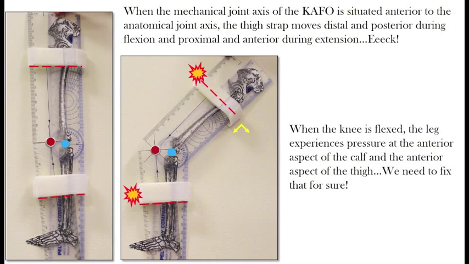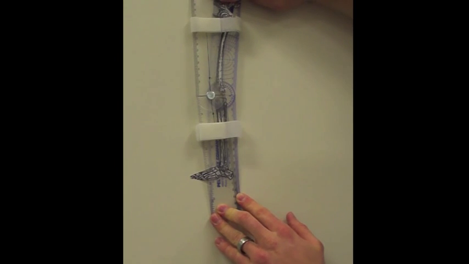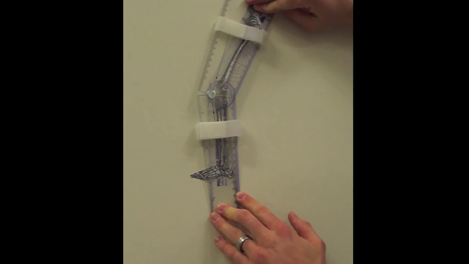When the mechanical joint is situated anterior to the anatomical axis, the thigh strap moves distal and posterior during flexion and proximal and anterior during extension. When the knee is flexed, the leg experiences pressure at the anterior calf and anterior thigh. Here's a demonstration of the previous information.